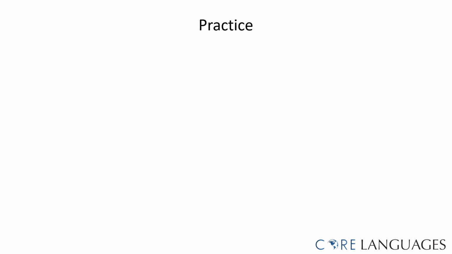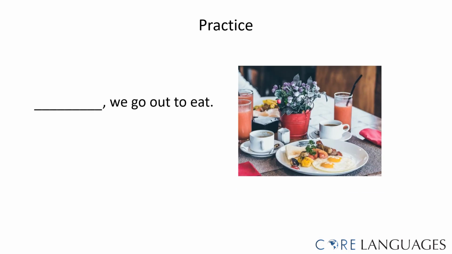Look at this example and choose the correct adverb of frequency. Occasionally, we go out to eat, or seldom we go out to eat. The correct adverb of frequency is occasionally we go out to eat. We do not typically use seldom at the beginning of the sentence. We could have said, we seldom go out to eat.